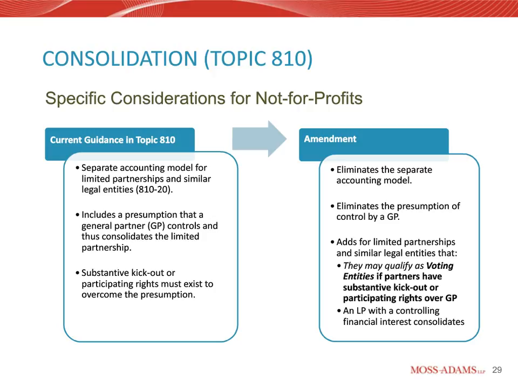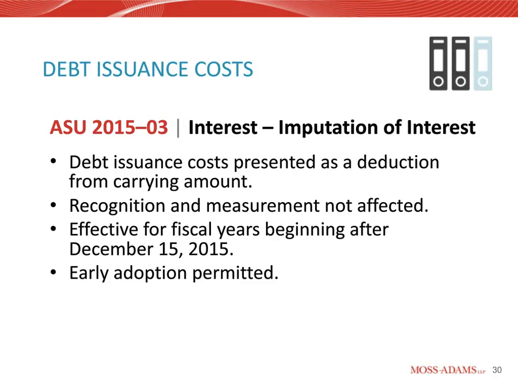The next area relates to debt issuance costs. Again, there's been diversity in practice when it comes to where the debt issuance costs are placed in the balance sheet or the statement of financial position. Sometimes we see debt issuance costs included up in other assets, or in other instances it might be netted against debt. This standard will require debt issuance costs related to a recognized debt liability to be presented in the balance sheet as a direct deduction from the carrying amount of that debt liability, consistent with how we might do a discount on a debt issuance.